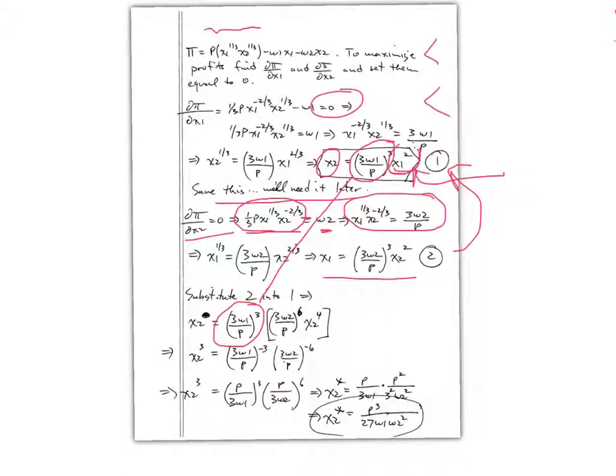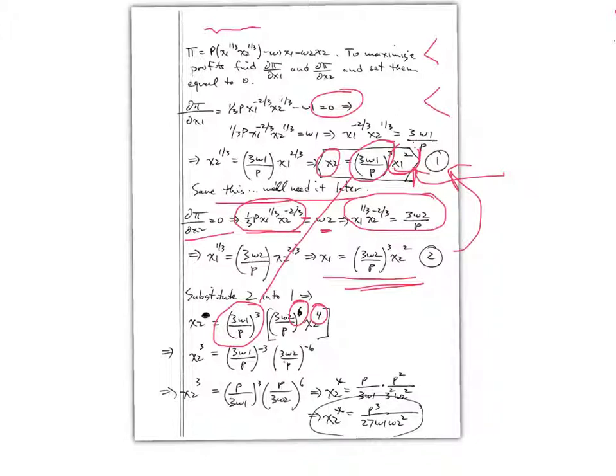Okay, and instead of x1 squared, we're going to take our answer that we got for x1 and substitute it in for x1, and then we're going to square it. So our x1 was (3w2 over p) quantity cubed. When we square that, it becomes to the 6th power, and times x2 squared. When we square that, it becomes the fourth power. So that's how we got the right-hand side of this x2 expression.